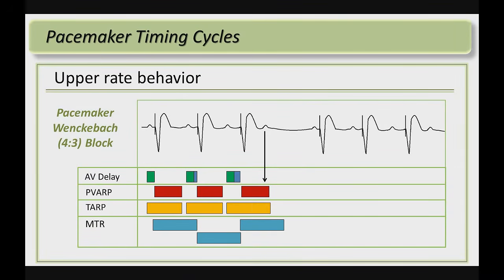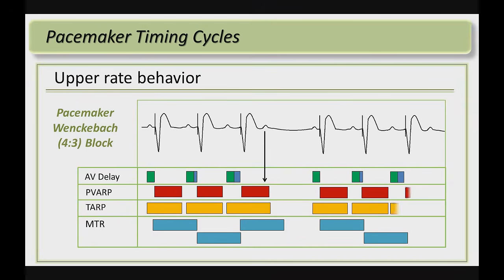Not too long after the dropped paced ventricular beat, we see another intrinsic P wave come in. This P wave is again sensed, and so we start our AV delay. The AV delay times out, and we pace in the ventricle. And this cycle will continue again and again, with every fourth P wave landing in refractory, resulting in a 4-to-3 pacemaker Wenckebach block.